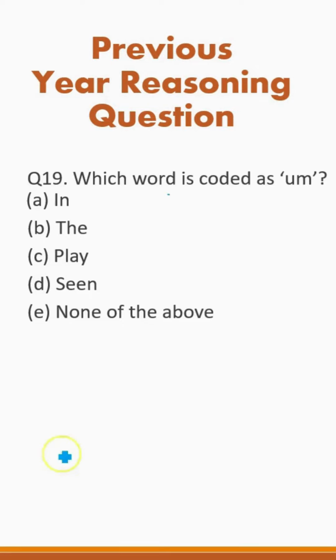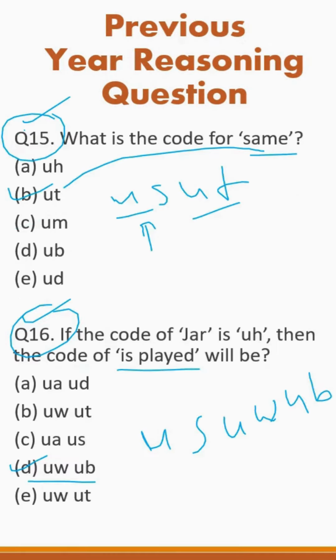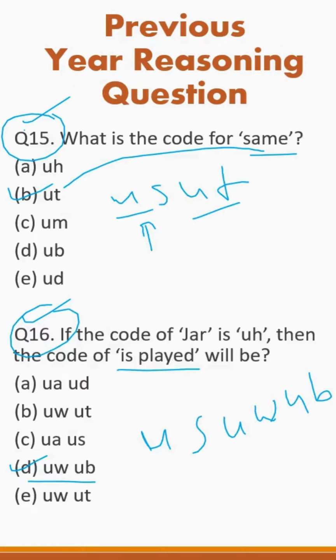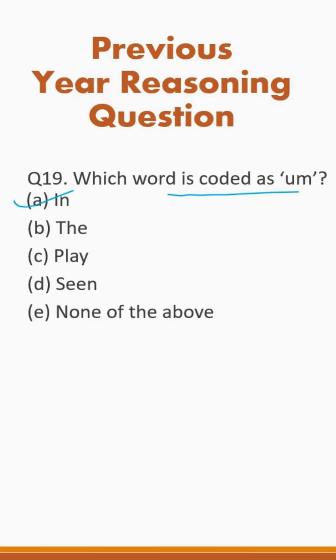Now question number 19 is, which word is coded as UM? Let's read the sentence again. Where is the UM? Here you see a is UD, play is UK, seen is US. So in is UM. So the answer to question number 19 is that in is coded as UM.